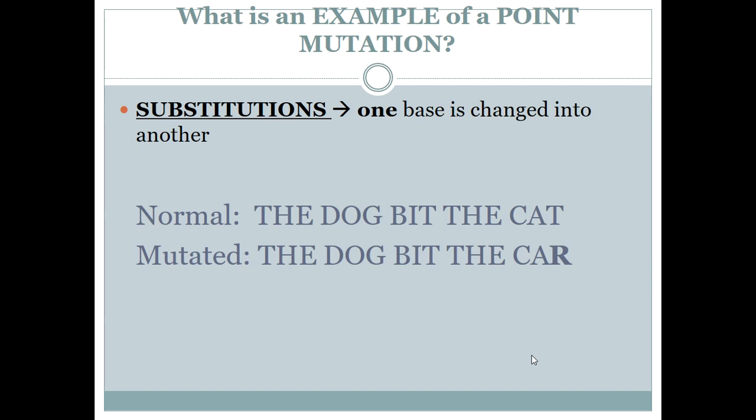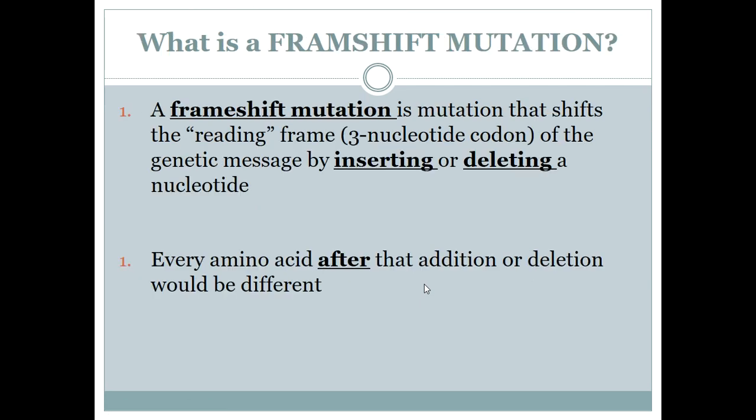So, an example of what a point mutation would look like if we were using a sentence in English. A normal sentence would be: the dog bit the cat. If we substitute one base for another, that was not supposed to happen, in this case, we're going to substitute R for the T. The sentence now reads, the dog bit the car. It was not the original sentence, but it still makes sense and it's still workable. So we can see a point mutation is not always that bad.